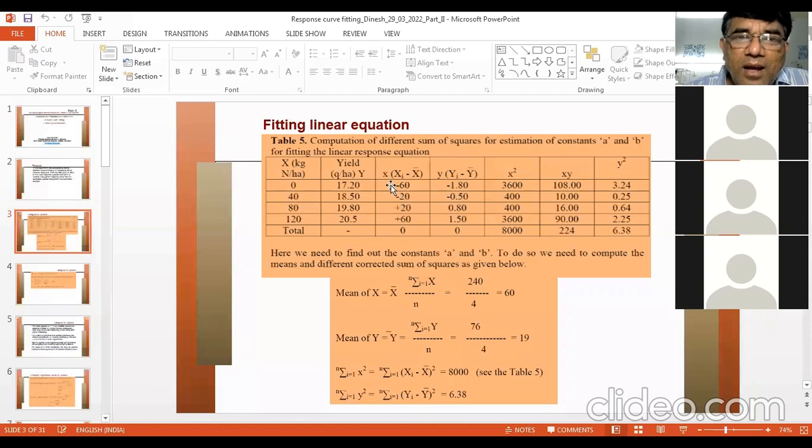See, you are calculating the deviation against the mean. So in this column, small x within brackets is xi minus x bar. Here xi means the ith pair of observations. Suppose it is the first pair, which is 0, 17.2. In this case x is 0 and your mean of x is 60. So 0 minus 60. Therefore, small x is the deviation.